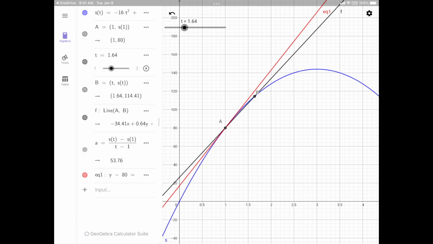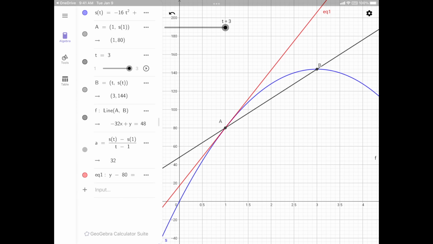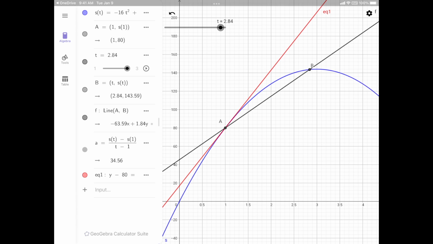Look at what happens. What is a below f? a is s of t minus s of 1 over t minus 1. So a is the slope of the black line, change in s over change in t. Take a second to recognize that. And right now, when t equals 3, a equals 32. It's just doing the math for us, but we can do it ourselves if you wanted to. And then, as I make t change, you can see a changes as well.